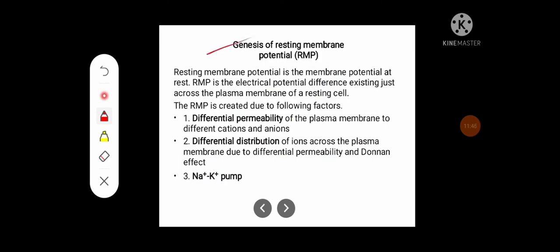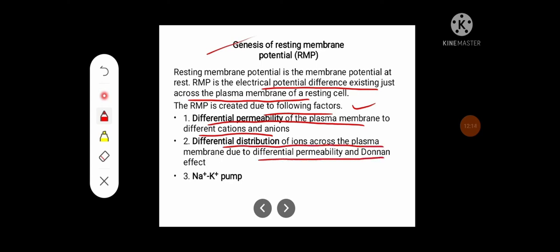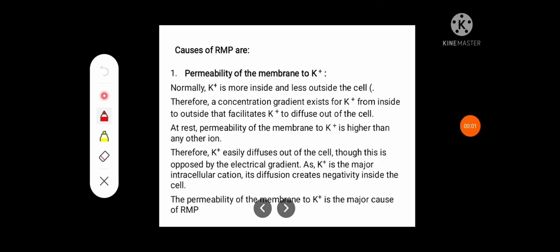Genesis of resting membrane potential. Resting membrane potential is the membrane potential at rest. As we know, resting membrane potential is the electrical potential difference existing across the plasma membrane of a resting cell. So RMP is created due to the following factors. The first one is differential permeability of the plasma membrane to different cations and anions, and differential distribution of ions across the plasma membrane due to the differential permeability, and Donnan's effect. And then it depends on sodium.